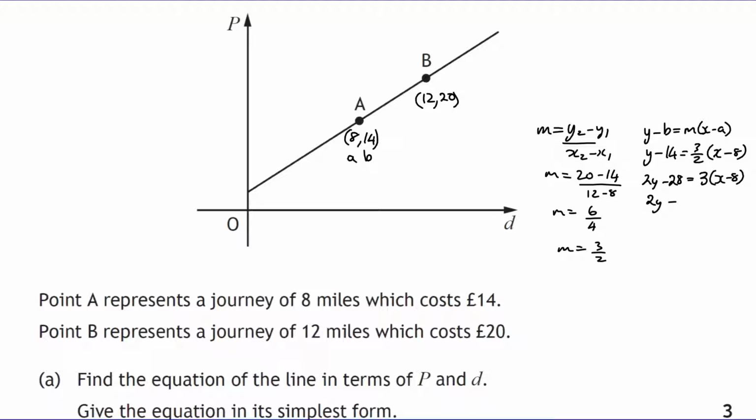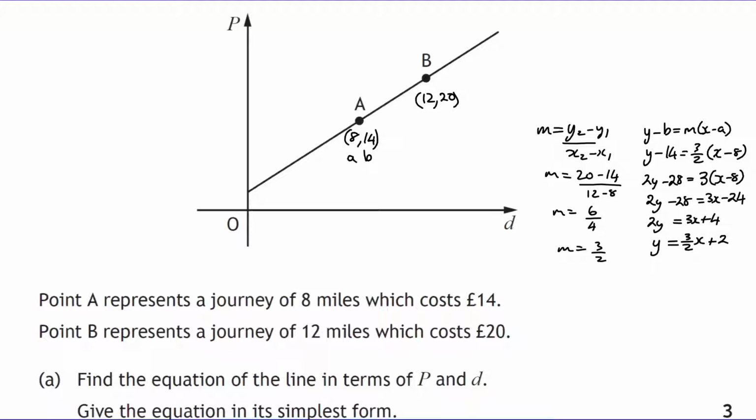2y minus 28 equals 3x minus 24, and 2y equals 3x plus 28, so plus 4. And we can rearrange that so it's y on its own. So y equals, dividing all through by 2, 3 over 2x plus 2.